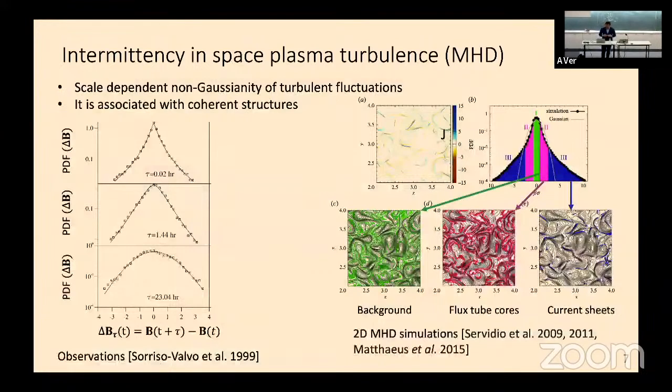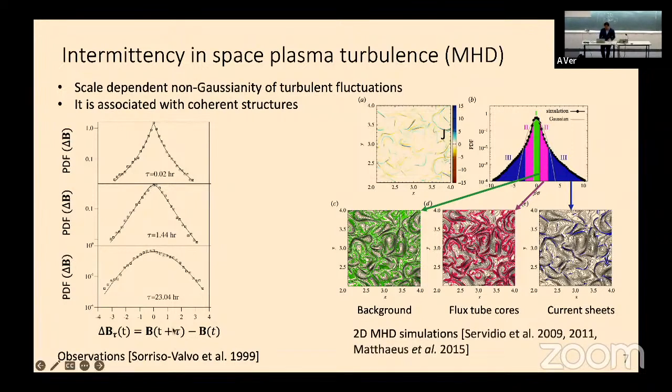have different distributions depending on the scale which we are considering. On the left-hand side, this is the probability distribution function of the magnetic field increments. The increments are defined like this: just the difference between the magnetic field at two different time points.